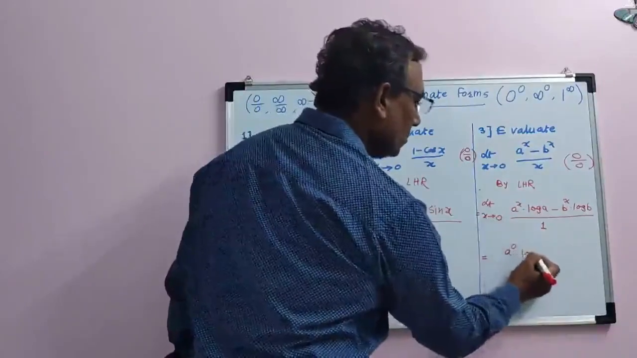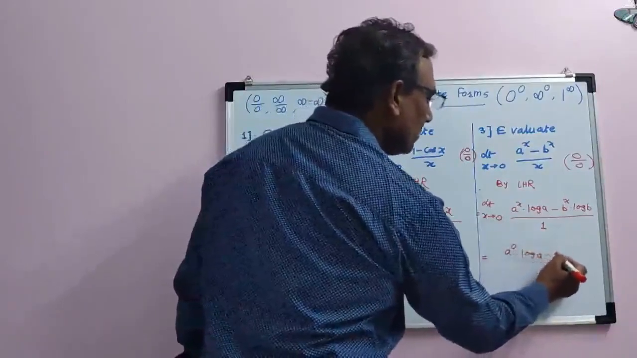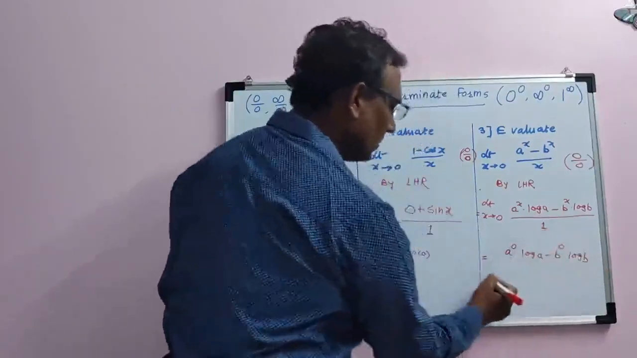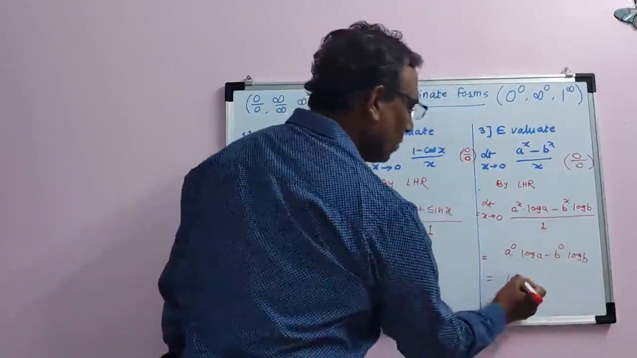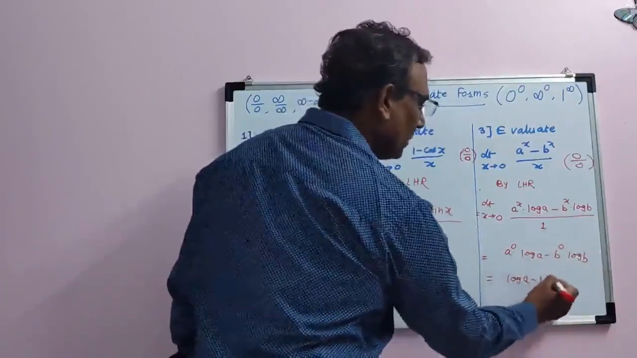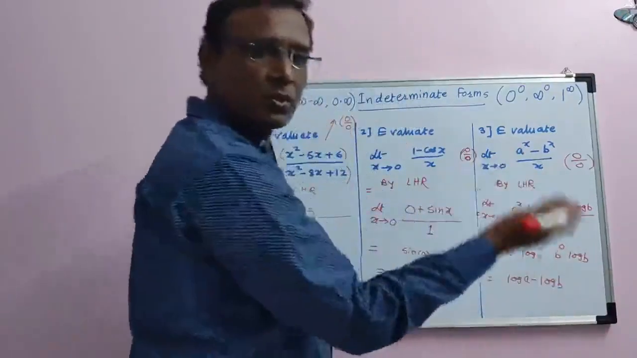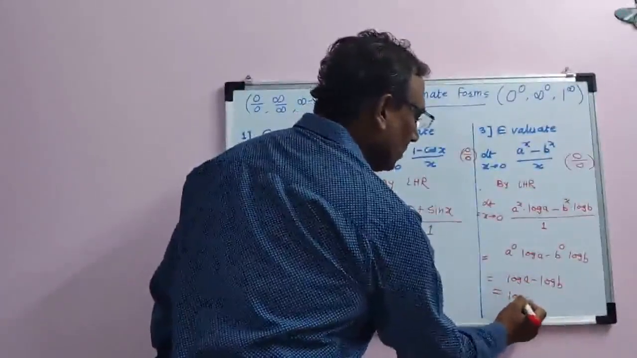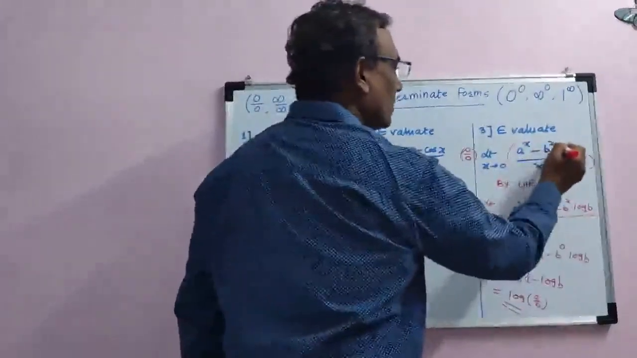A raised to 0 is 1, b raised to 0 is 1, you can directly write. And the denominator is 1, no need to write. Then this is log of a minus log of b, because a raised to 0 is 1 and b raised to 0 is 1. The log of a minus log of b is log of a by b. This is the limit of this function.